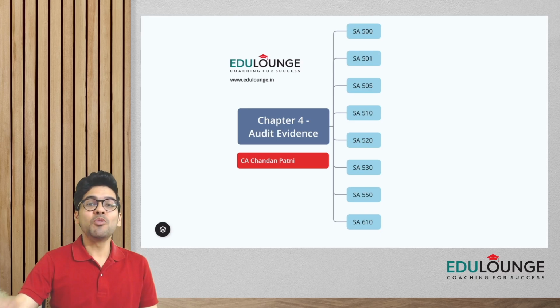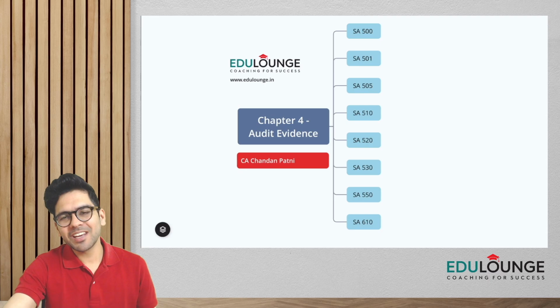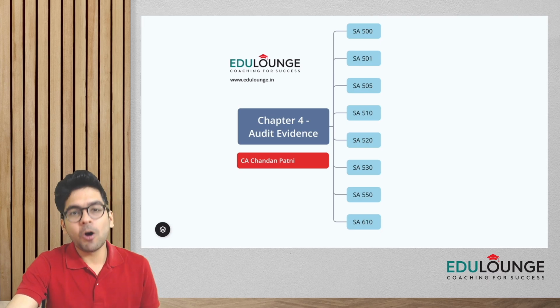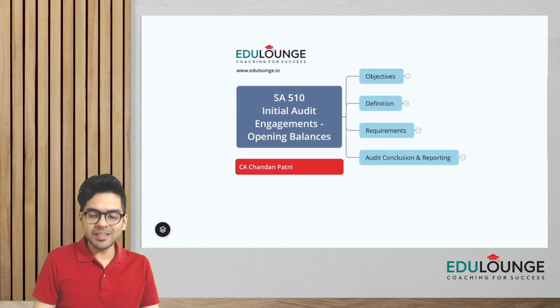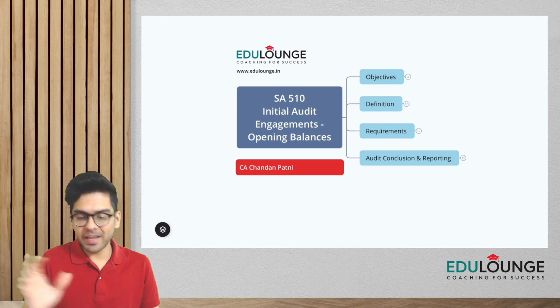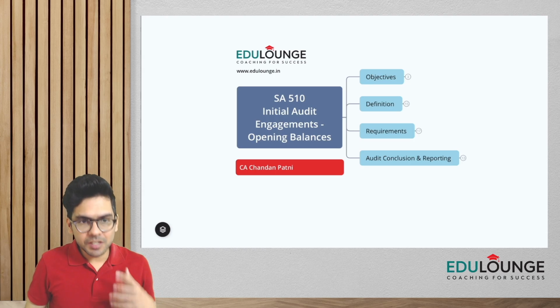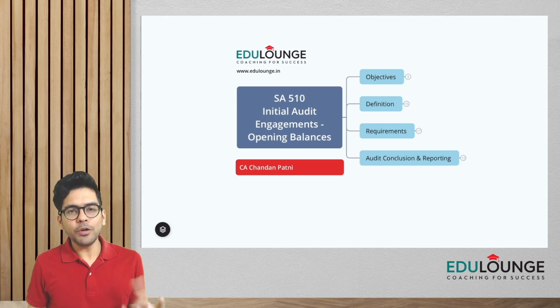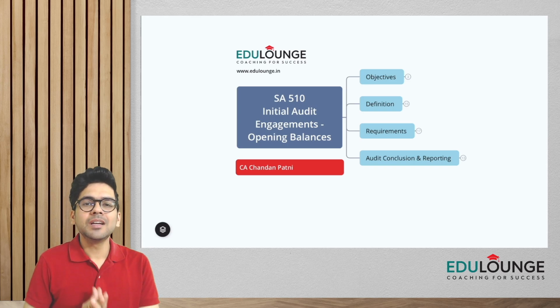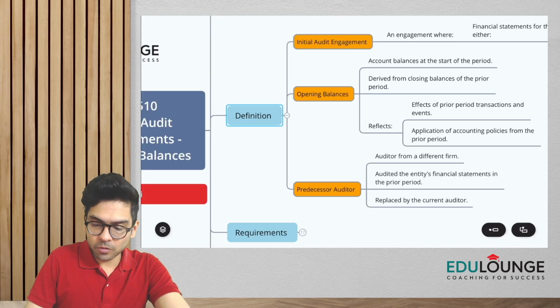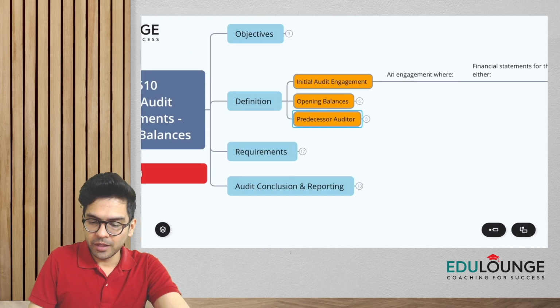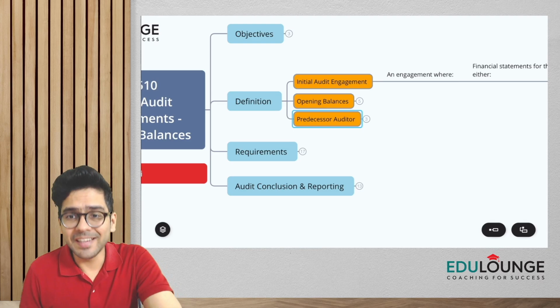Now let us quickly move on to the next standard, which is again a very small standard, SA 510. What is 510 about, guys? 510 is about initial audit engagements, and in initial audit engagements we are going to look at the opening balances. First thing you have to learn in this standard is the meaning of initial audit engagement.